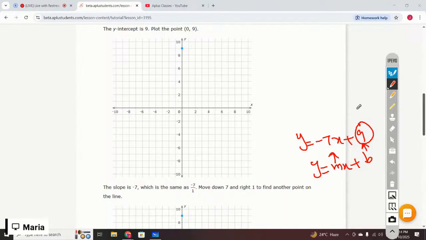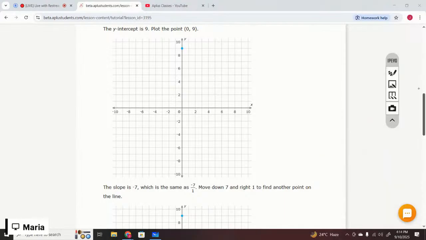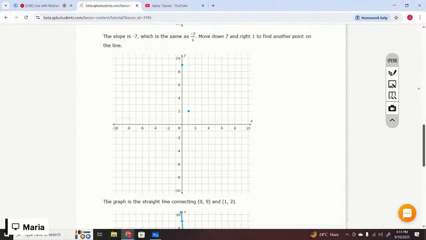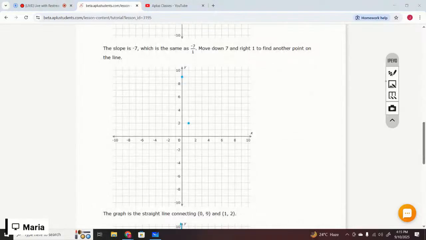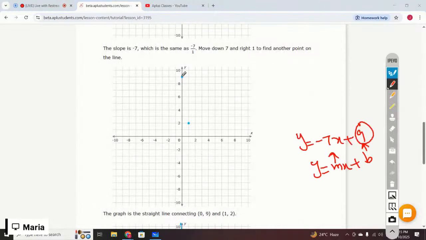y equals mx plus b. B is the y-intercept, right? And the slope is negative 7. So you can write it as negative 7 over 1. That means 7 is negative, so you need to move down 7 points and move right 1 point. So start with the point as 9. X is 0, y is 9. Here is the point, the y-intercept.